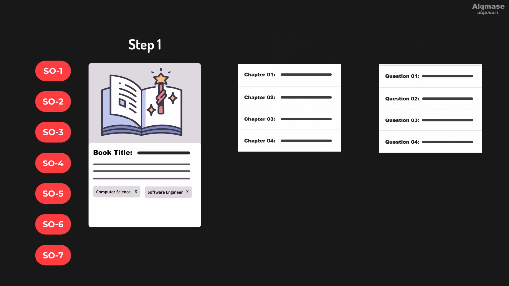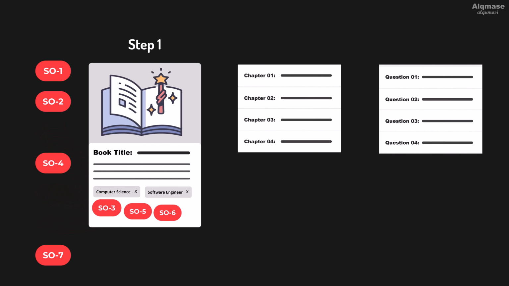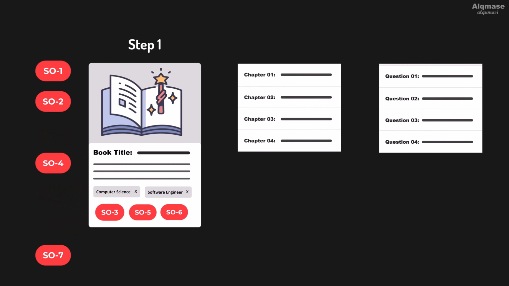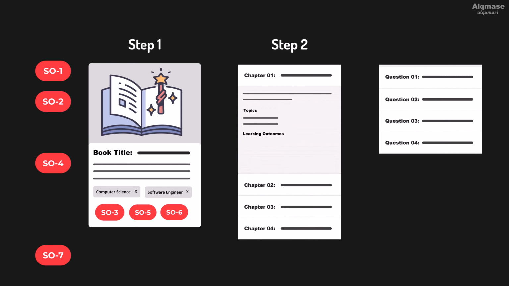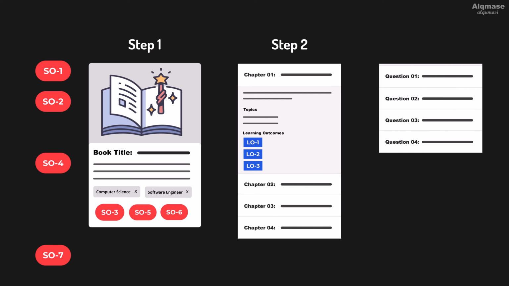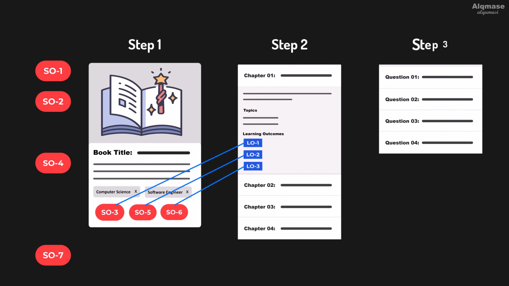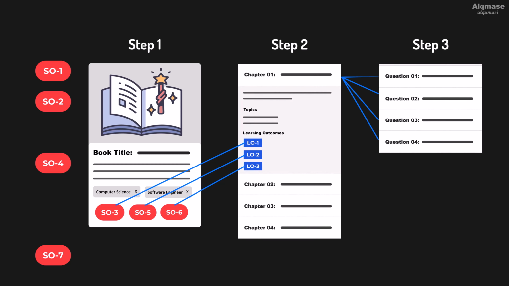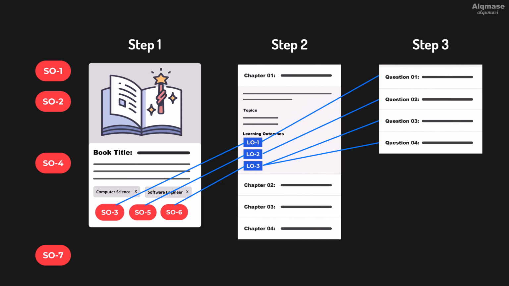First, the platform automatically maps textbooks to the relevant ABET student outcomes. Second, for each chapter, the platform uses AI to generate learning outcomes that directly support the mapped student outcomes. Third, quiz questions within each chapter are automatically linked to the relevant learning outcomes.